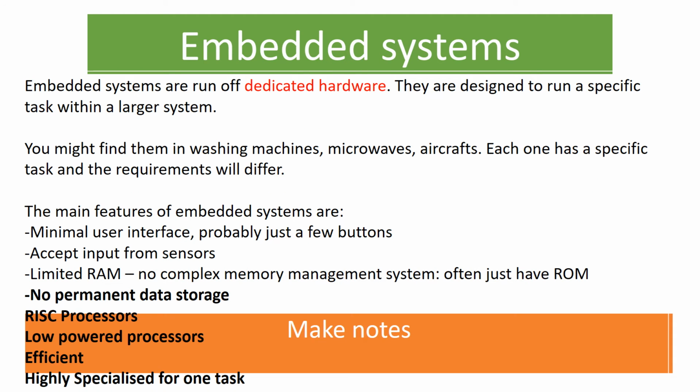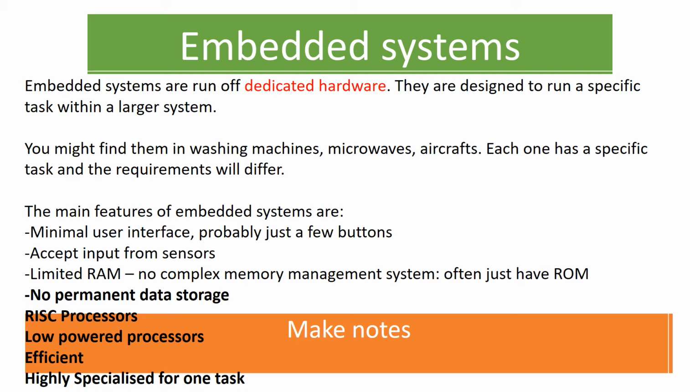We have previously looked at embedded systems, and we thought a lot about the features. We should know they have dedicated hardware, and they're designed for one purpose and to specialise in that one purpose. This might be a speed camera. It might also be a task within a larger system. You find them in household items such as washing machines, microwaves, but you also find them in aircraft, and each one has that specific task.